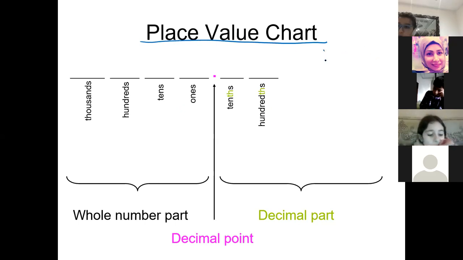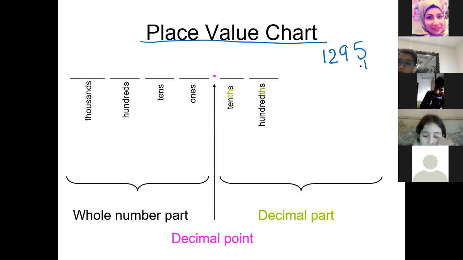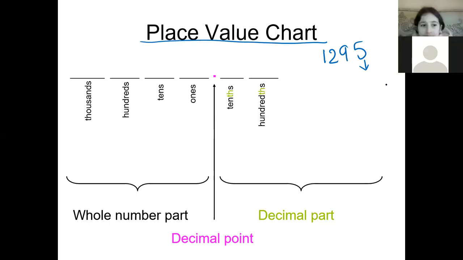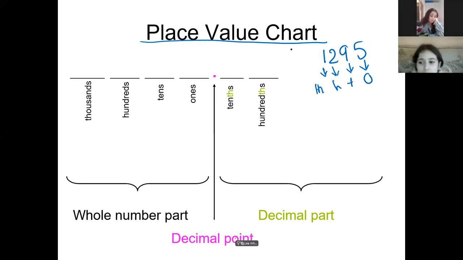For example, if we have 1,295, do you remember what the place value of 5 is? It's ones. Ones, excellent. Then tens. Then hundreds. Then thousands. Then 10,000. So, the whole part is as if it's a whole number. The whole part is always like a whole number.